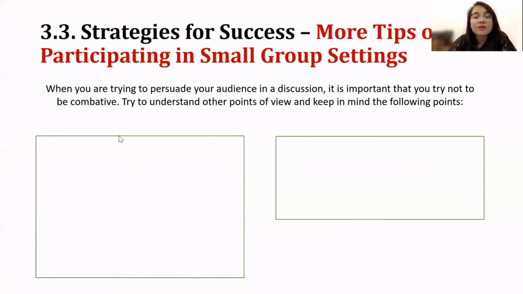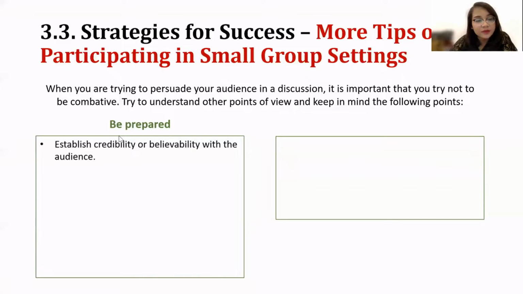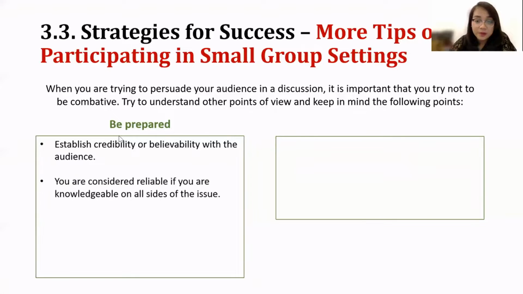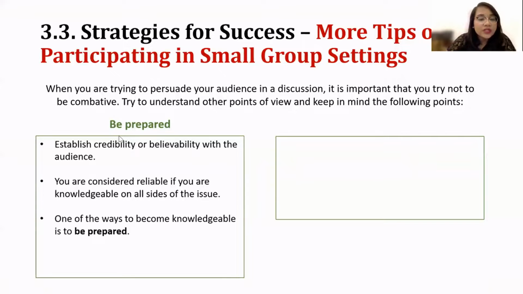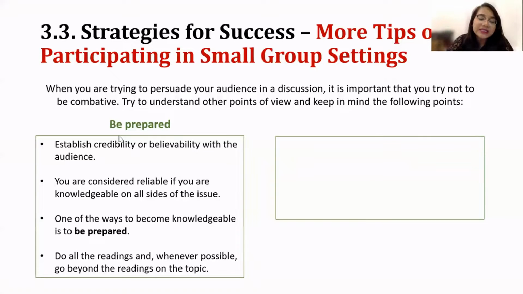And here are some tips for you. The first one, be prepared. Establish credibility or believability with the audience. You are considered reliable if you are knowledgeable on all sides of the issue. That's why I recommended you to read more books or articles related to the topic of the discussion in advance, right? One of the ways to become knowledgeable is to be prepared. Do all the readings, and whenever possible, go beyond the readings on the topic.